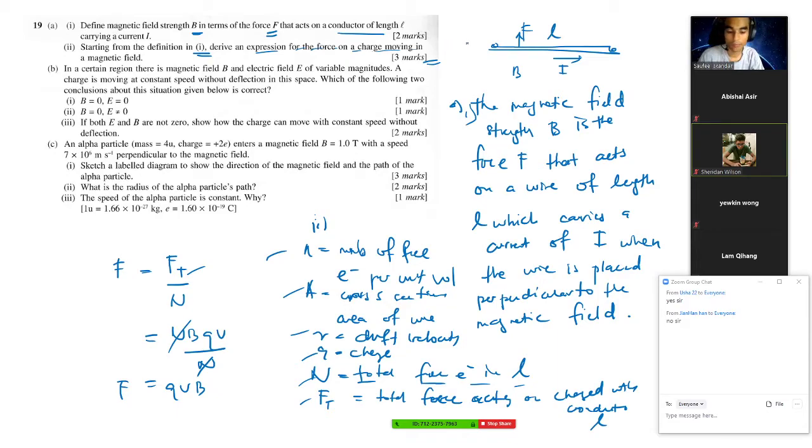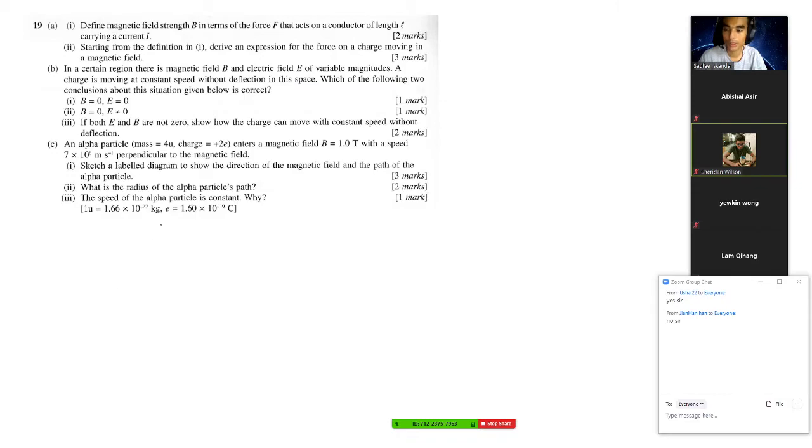Continue with 19b. In a certain region with a magnetic field, a charge is moving at constant speed without a deflection in this space. Which of the following two conditions can be given? B0, E0. I need somebody to help me. Over here, B0, E0. Is it true or not? True or false?